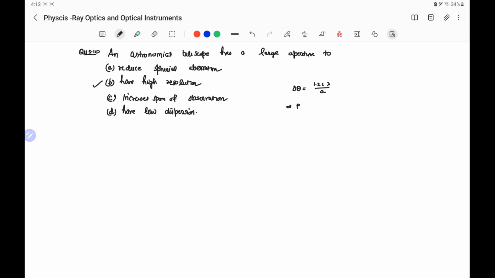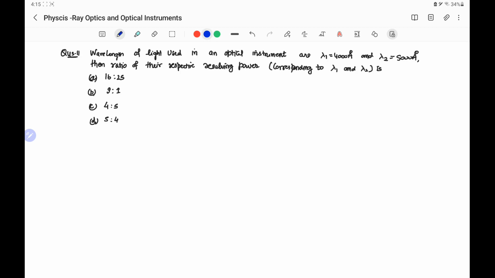So resolving power of the lens will be 1 by delta theta, that is equal to A by 1.22 lambda. So we can say that the astronomical telescope has a large aperture to have high resolution because resolving power is proportional to the diameter of the lens.